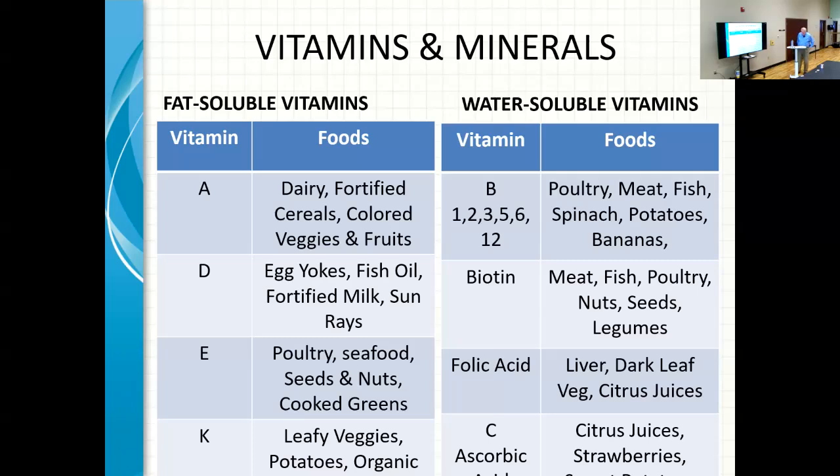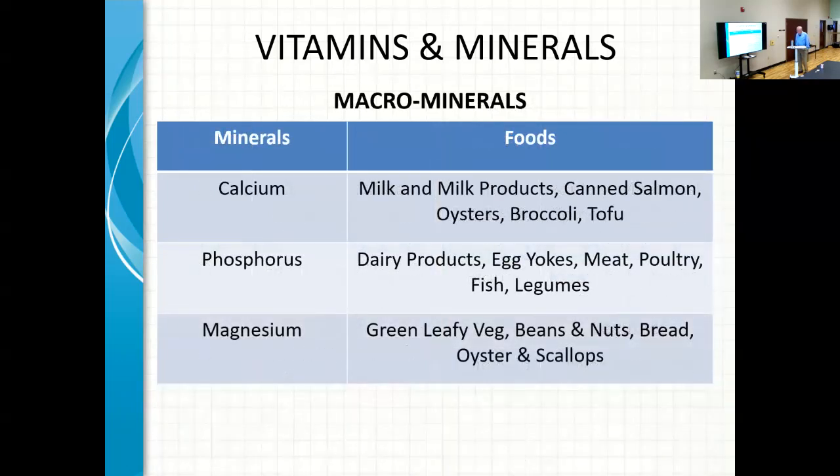Next slide. These are macro minerals that should be in the diet. Calcium, phosphorus, and magnesium are probably the more important ones. The body needs these in large quantities, and it's best to get these from the diet. Next slide.